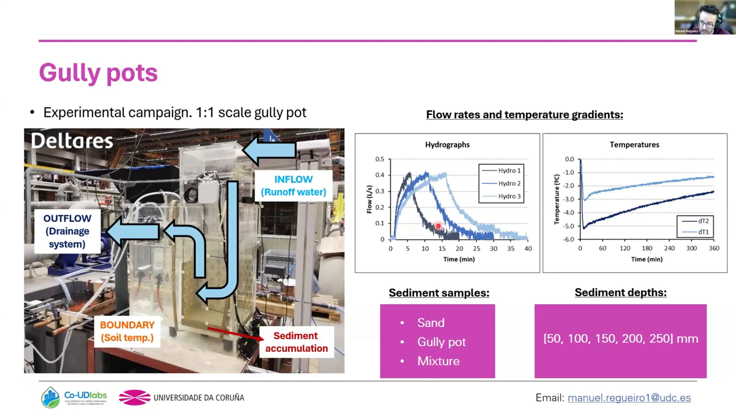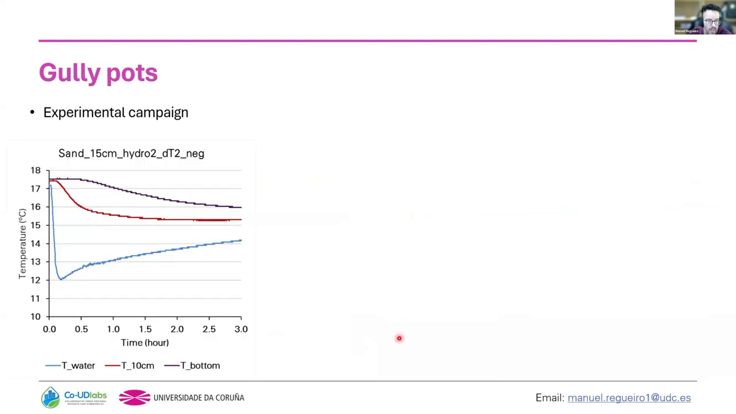We test different hydrographs, different temperature gradients. These are the negative ones, but we also test positive gradients. We test with different sediment samples, different sediment depths, and this is how the result of a test looks. In this case, this is a negative gradient, so a negative oscillation of the temperature of the water, and this is how the temperature is attenuated through the sediment layer.